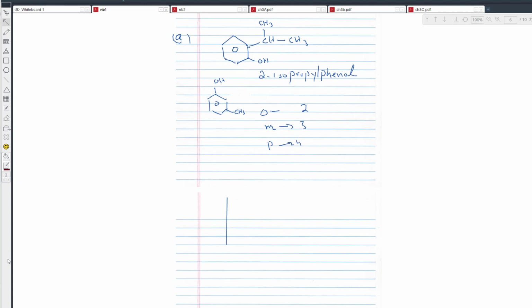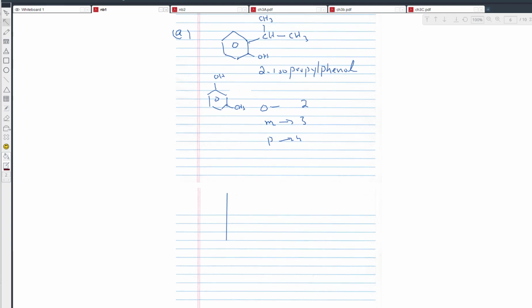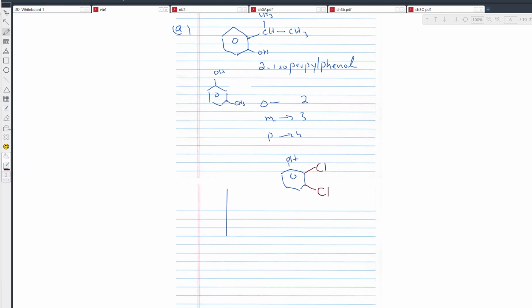Okay, now next is 2,3-dichlorophenol. So let me make the structure and then you will put the things. First I am making phenol. Here they are saying 2,3-dichlorophenol. You're right. Good to go. Yes, awesome. Very good. Thank you.